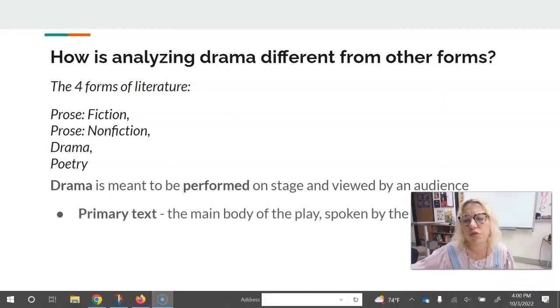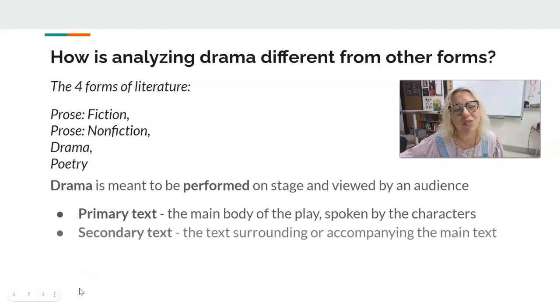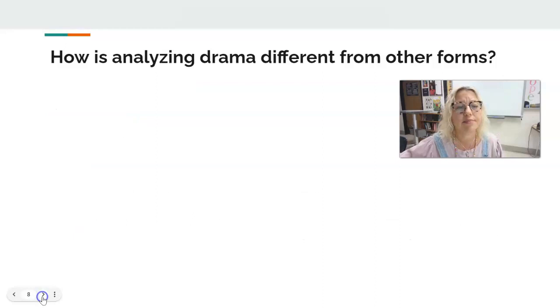There's also two types of texts within a drama. There's the primary text, which is the main body of the play spoken by the characters. And there's also secondary text, which is the text surrounding or accompanying the main text. So that would include stage directions and any footnotes or other things like that. Those are all added by the publishers who publish the Greek tragedies. Those were not part of the original Greek play, which had little to none by way of secondary text.